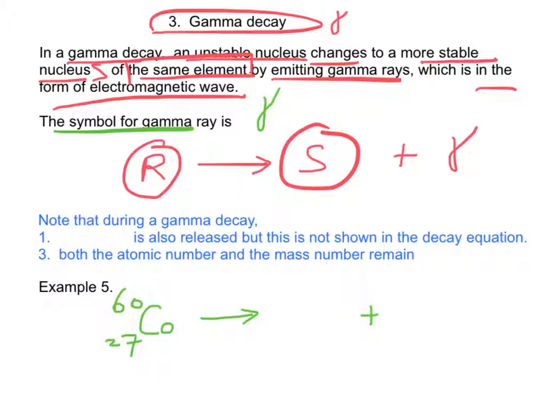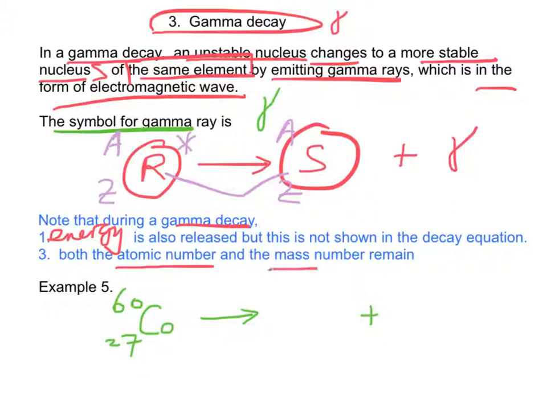For a gamma decay, both the mass number and atomic number of the daughter nucleus and the parent nucleus remain the same, with the only difference being that the nucleus R is at a higher energy level state. During a gamma decay, energy is also released, and both the atomic number and the mass number remain the same.